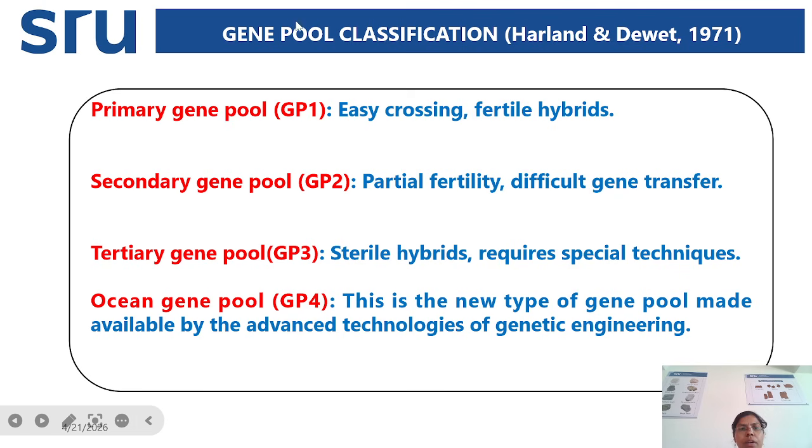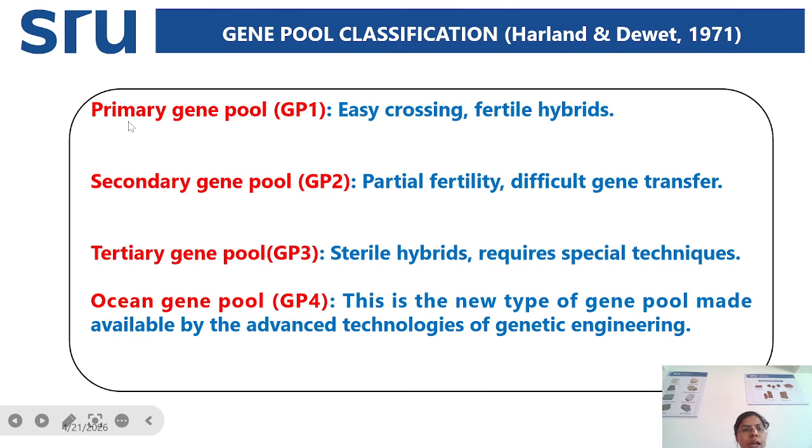Next, coming to gene pool classification. Based on the degree of relationship, the gene pool classification was done into 4 types by Harlan and de Wet in 1971. There are 4 different types: the first is the primary gene pool, the second is the secondary gene pool, the third is the tertiary gene pool, and the fourth is the quaternary gene pool.